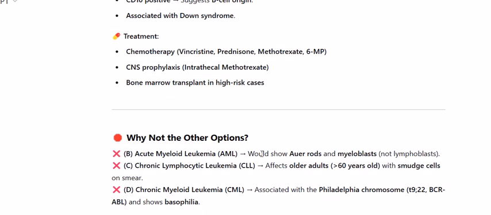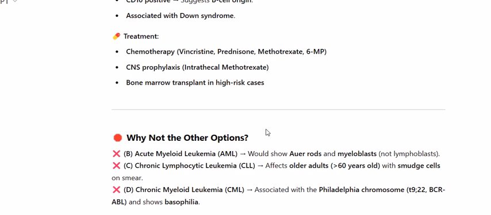Why not the other options? B. Acute myeloid leukemia, AML, would show Auer rods and myeloblasts, not lymphoblasts. C. Chronic lymphocytic leukemia, CLL, affects older adults around 60 years old, with smudge cells on smear. D. Chronic myeloid leukemia, CML, is associated with the Philadelphia chromosome, t(9;22) BCR-ABL, and shows basophilia.